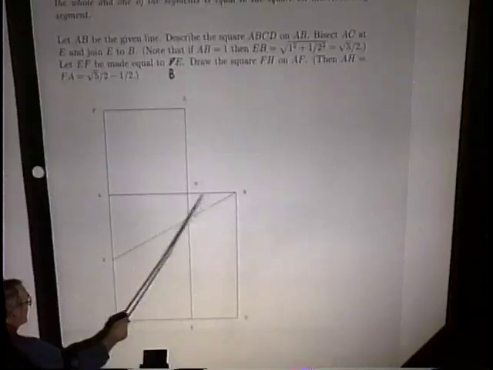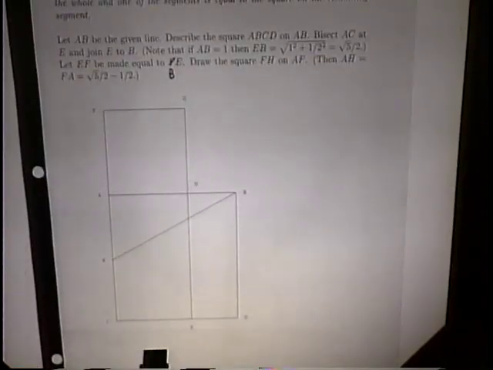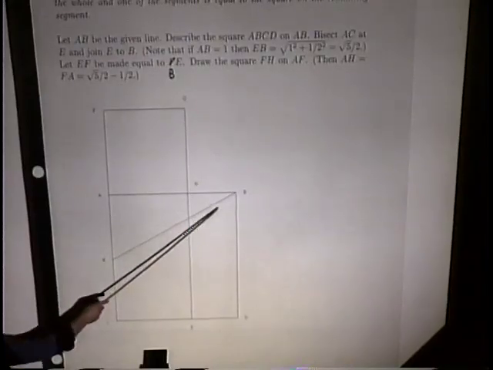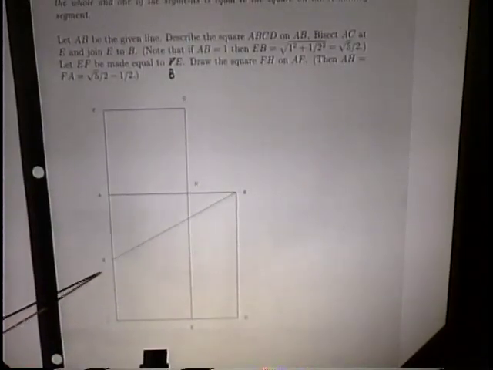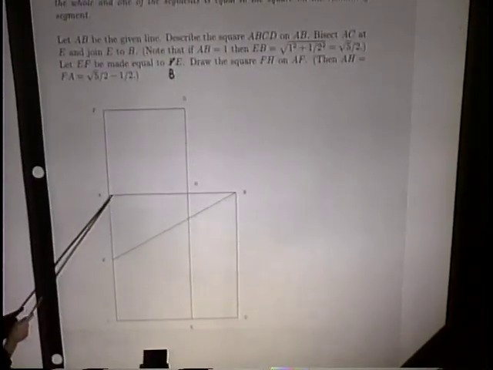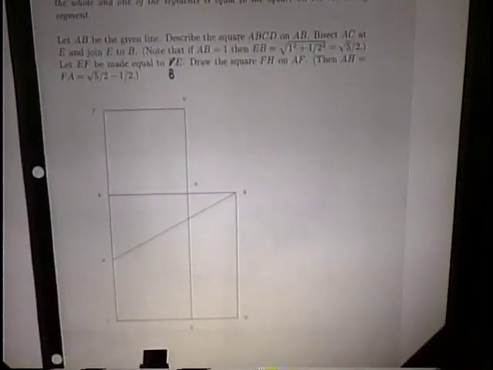Then we construct a square on AB, which is easy enough to do, and we bisect this side to give ourselves E. And we join E to B. Now, let's just recall the Pythagorean theorem. So let's just think, in order to have something fixed, that this length is 1. The remarks in parentheses are, so to speak, modern remarks. So if AB is equal to 1, what's the length of EB?